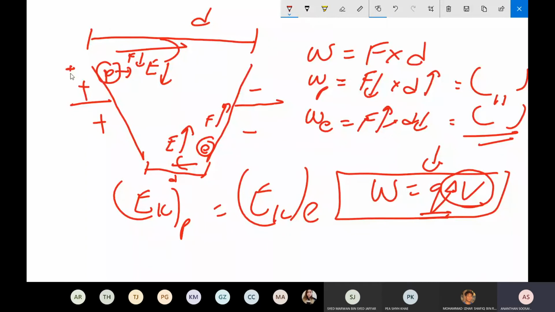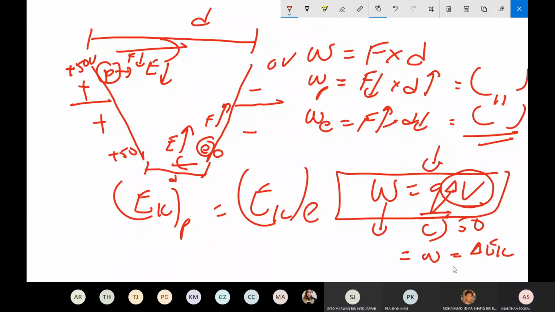They still travel the same potential difference, right? The proton, maybe this is positive 50 volt, moves to 0 volt. And the electron moves from 0 volt to positive 50 volt. The potential difference is still 50 for both of them. So the change in V is the same, 50. The charge is the same. So the work done by the field on the charge is the same. So both will gain the same kinetic energy.